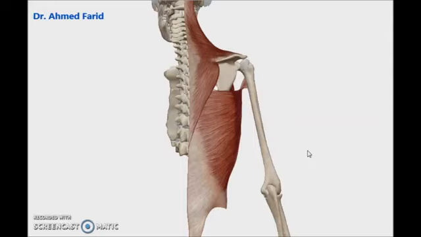I have two layers for the muscles of the back. The superficial layer is formed of two muscles. The first one is called trapezius, and the second one is called Latissimus dorsi.